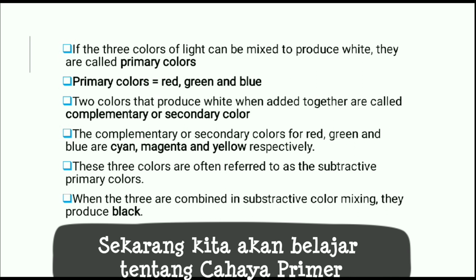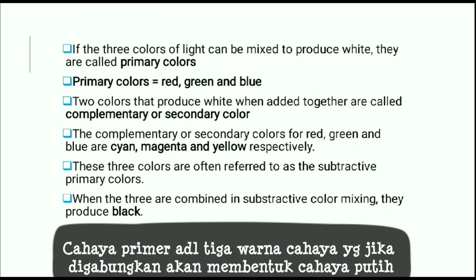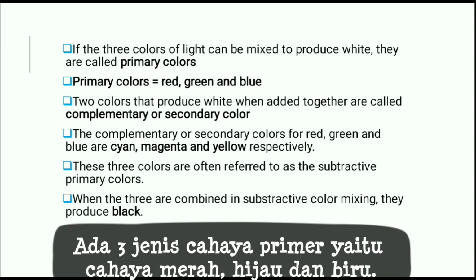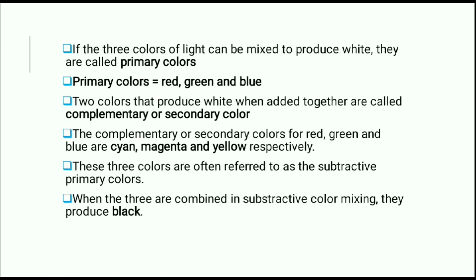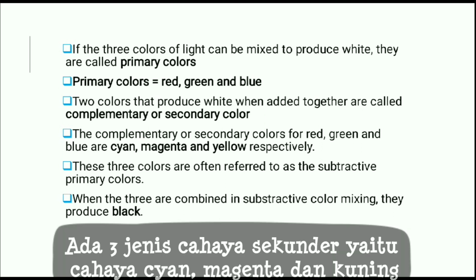Now let's move on to the primary colors. What are primary colors? Primary colors are the three colors of light that can be mixed to produce white light. So they are red light, green light, and also blue light. Then two colors that produce white when added together are called complementary or secondary colors. We have three secondary colors, that is cyan, magenta, and yellow.